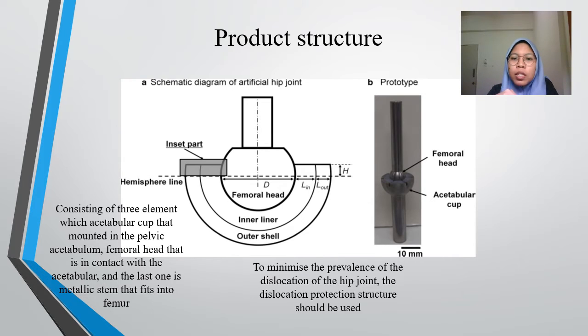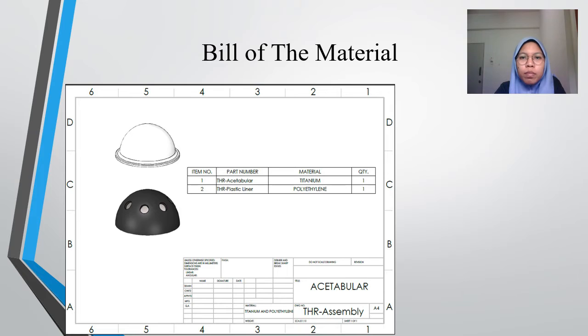To minimize the prevalence of discoloration of the hip joint, which is the wear that happens, a protection structure should be used. This is the bill of material of the whole product. The first is the inner liner, which is made from polyethylene or plastic. The second is the titanium acetabular shell.